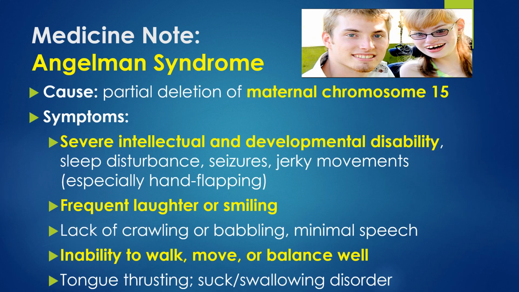The next one is Angelman syndrome. It's a partial deletion on maternal chromosome 15. So you have hand flapping, jerky movements, sleep disturbance, seizures, intellectual developmental disability, frequent laughter or smiling, lack of crawling or babbling when they're a baby, minimal speech, inability to walk or balance well, tongue thrusting, and disorder with sucking and swallowing, like it's not working properly. So Angelman syndrome, or happy puppet. That sounds kind of messed up, actually. It's been called happy puppet syndrome, as you can kind of tell based on the frequent laughter or smiling, and also the jerky movements, etc.